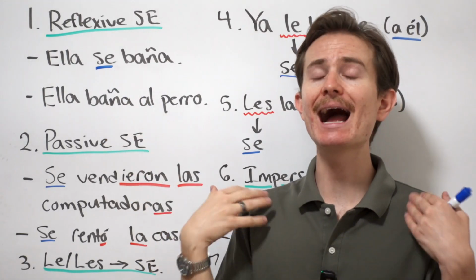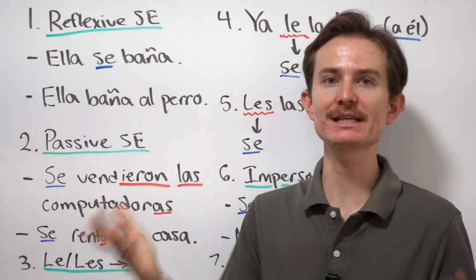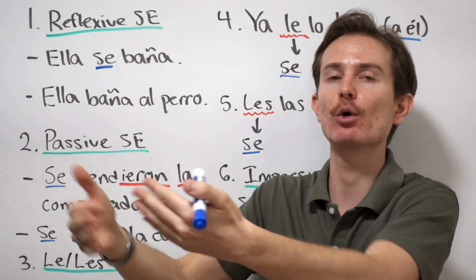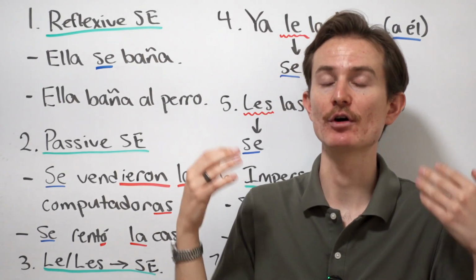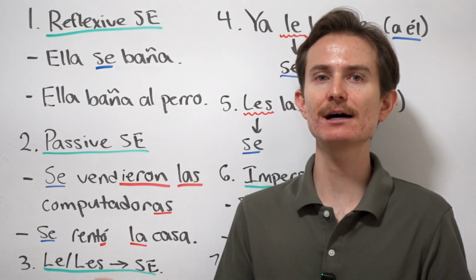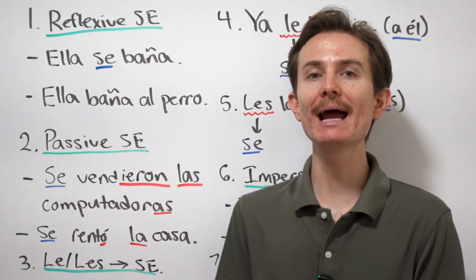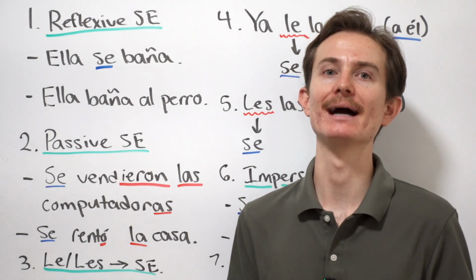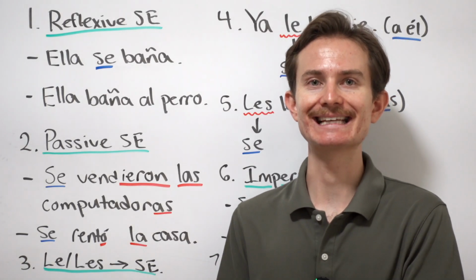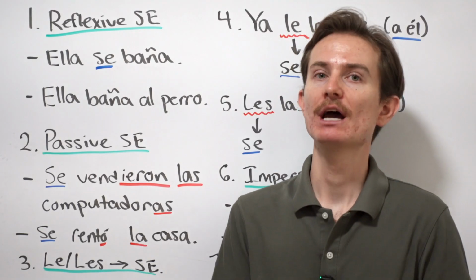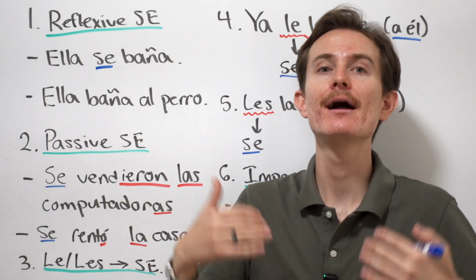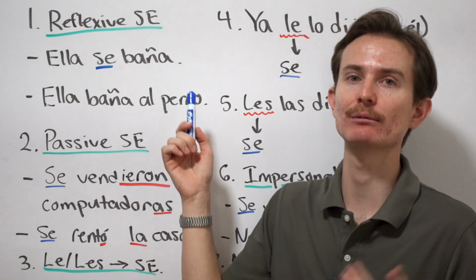So let's say I want to say, I bathe myself. I wouldn't just say, yo baño, because it sounds like I'm bathing something or someone else that is not myself. Yo baño, blah, blah, blah. When what I'm trying to say is, I bathe myself. So I would just say, yo me baño. I bathe myself. That's why we say something like, me lavo los dientes. I brush my teeth, right? I'm not brushing anything else, and I'm not brushing anyone else's teeth. I'm brushing my teeth, and therefore we need to use that reflexive pronoun.